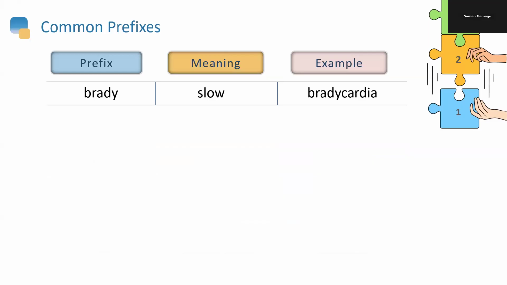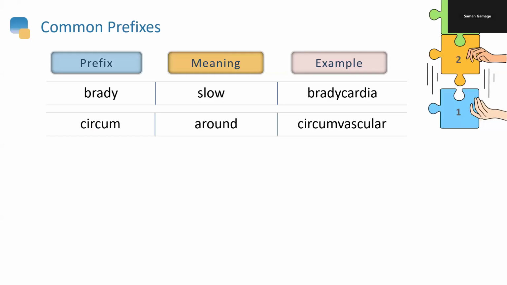The normal heart rate is 60. If it is less than 60, we can say the patient is having bradycardia. Circum means around. Circumvascular. Circumvascular means around blood vessels.